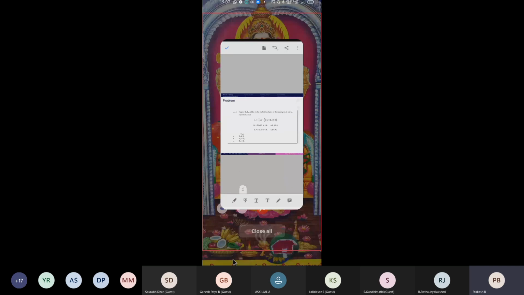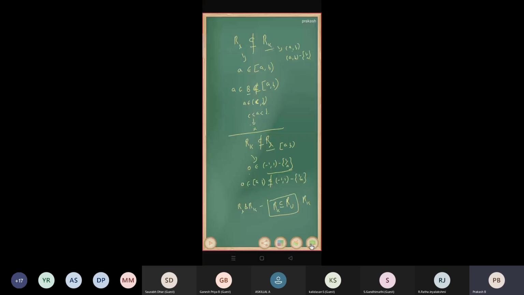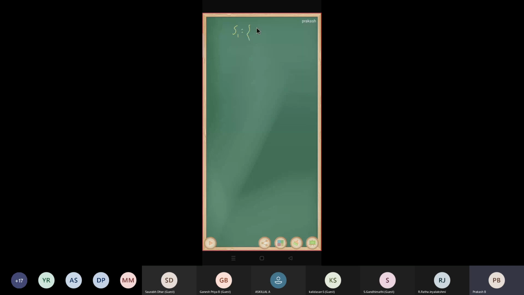So the first one, S1, is the collection of all open intervals a comma a plus pi by n, where a must be a rational number. The second one, S2, is the set of all a comma b, where a and b belong to the rationals. Third one, S3, is the set of all open intervals a comma b, where a and b belong to R. We have to compare the topologies corresponding to these bases, right?